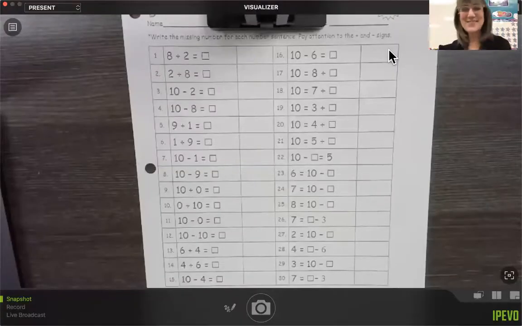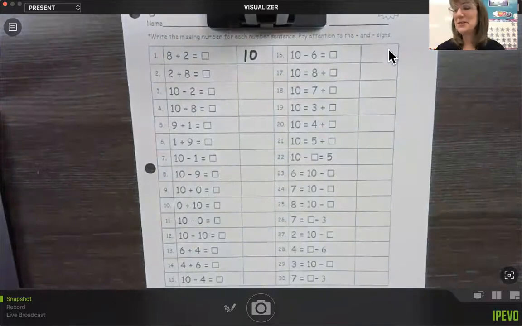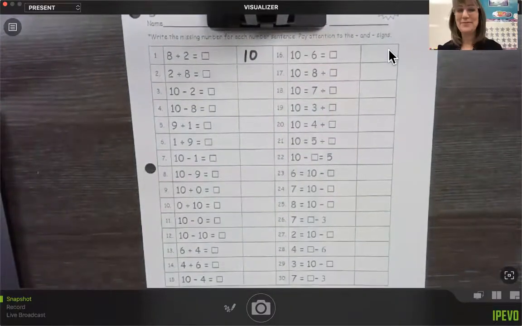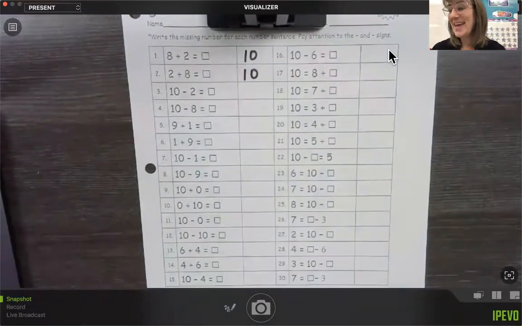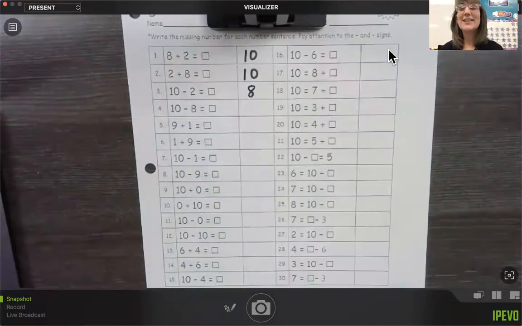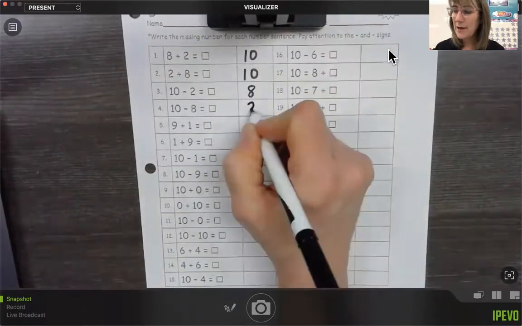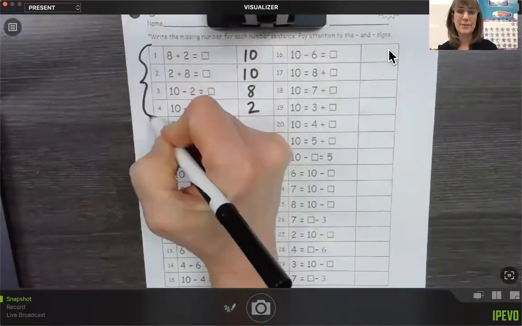All right, here we go. 8 plus 2, 10. 2 plus 8. That's just the turnaround. 10. 10 minus 2, 8. 10 minus 8, 2. What do we call that? Those 4. What do we call all that first 4? You don't have to put this on there. I'm just putting it on there for you.